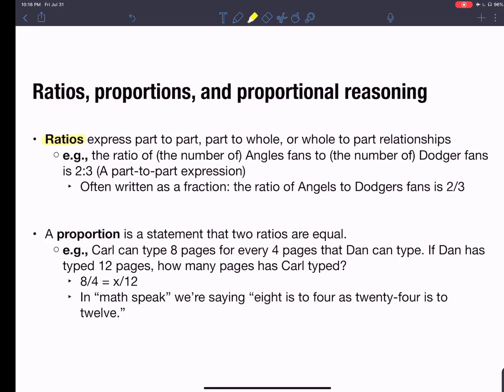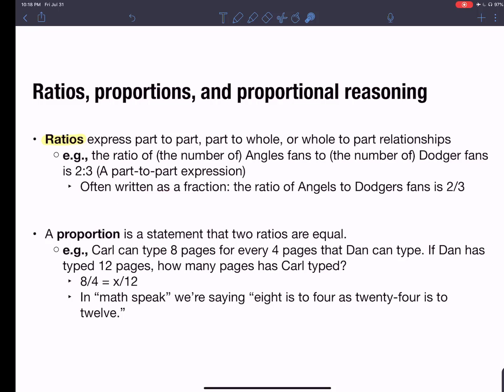So a ratio, here, let me highlight this for you. A ratio talks about you're comparing one number to a different number. You're comparing something to something else. It's kind of a comparison or a relationship. So you can say the ratio of Angels fans to Dodgers fans is 2 to 3. So see this 2:3. This 2 was the first thing I said, Angels fans. So there's 2 Angels fans for every 3 Dodgers fans. So I'm comparing Angels fans to Dodgers fans, like I'm comparing them against each other.